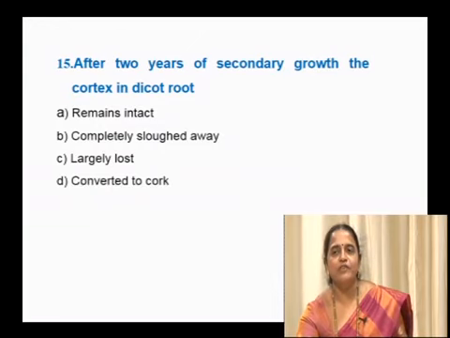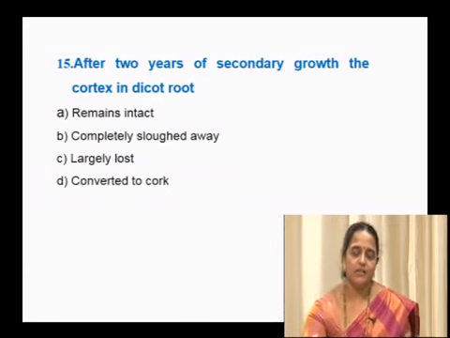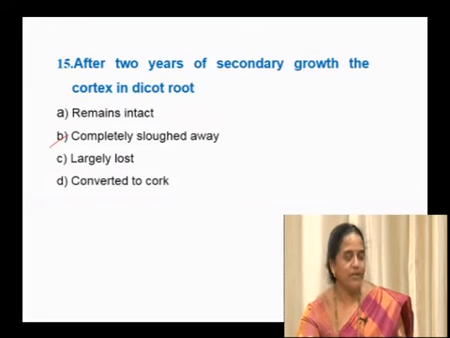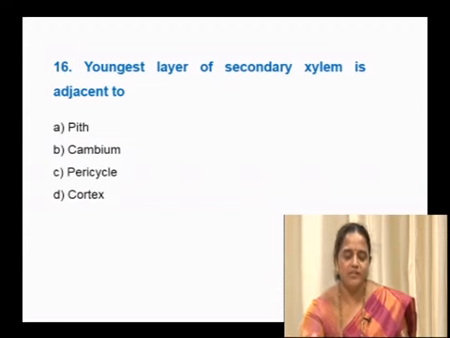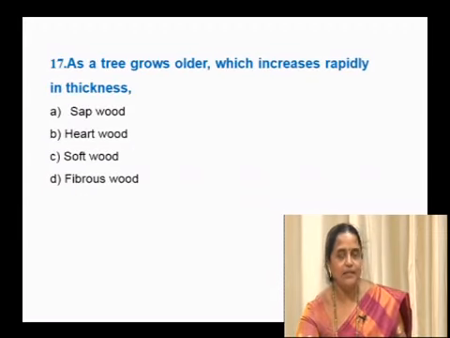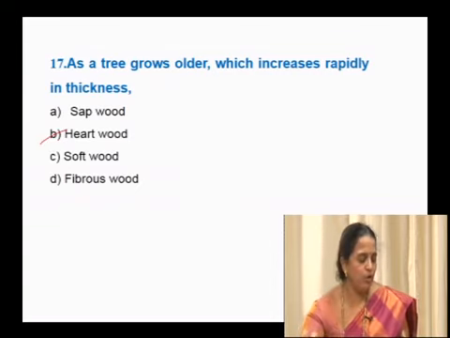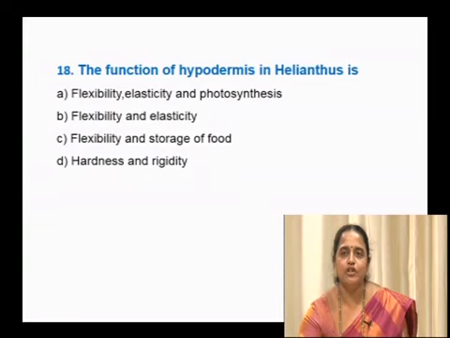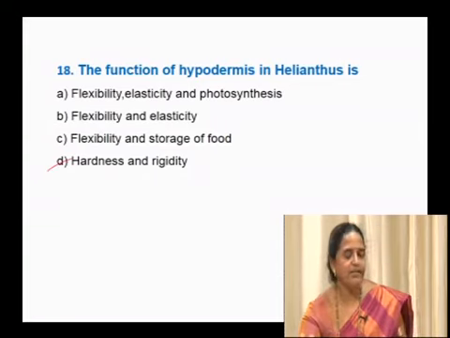After 2 years of secondary growth, the cortex in the dicot root, as the stelar part is increasing, there is no space available, so it is completely sloughed off. Youngest layer of secondary xylem is always adjacent to pericycle. As a tree grows older, the part which increases rapidly in thickness is definitely the heartwood or duramen. The function of hypodermis in Helianthus is giving hardness and rigidity.